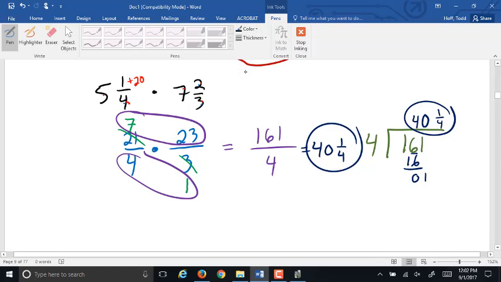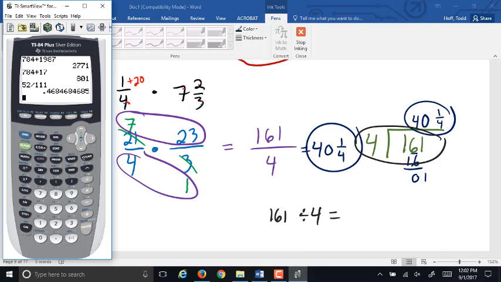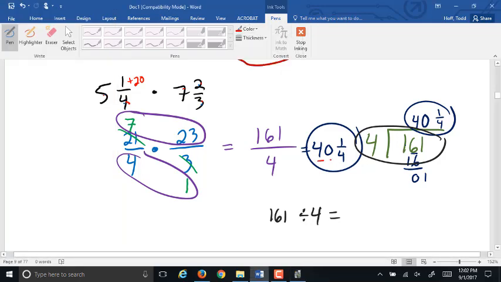Any questions? Now you can use your calculators on this. I'm going to show you a little trick here for dividing this out. That 161 divided by 4. If you're going to try to use your calculator, here's what you would do. Obviously, if you divide it out, it's going to give you a decimal, 40.25. Notice that 40, the whole number portion, is the whole number portion of our mixed number.